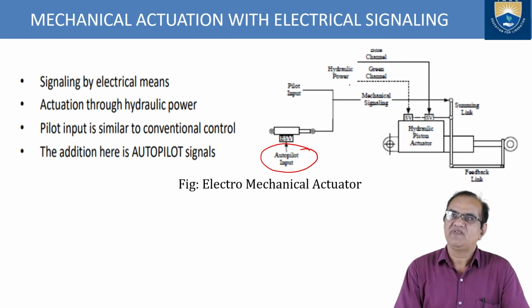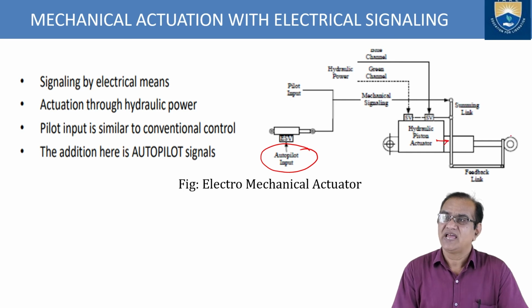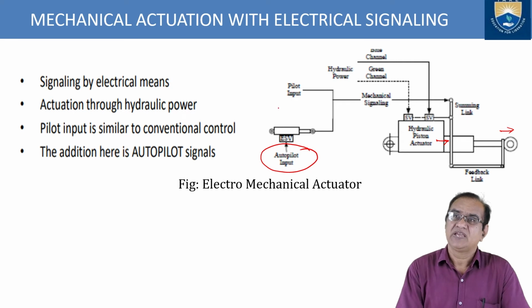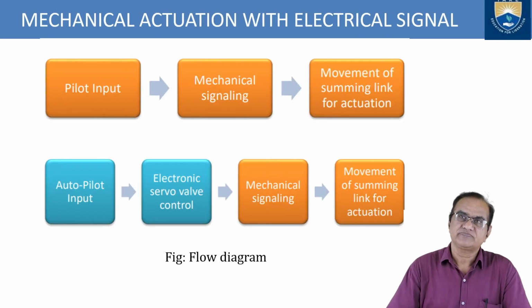We have hydraulic power. In this we have the channels, green channels, mechanical signaling. Then there is a shut off valve here, and this is the selector valve, and this selector valve will either close or another will open. Accordingly, the fluid will enter this piston and cylinder, and the motion of this actuator will be as per the given signal. So this is the electromechanical actuator. Nowadays we use systems like that.